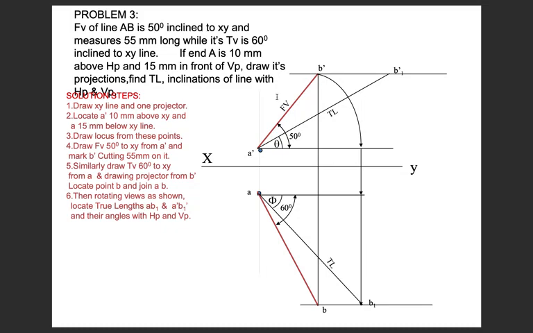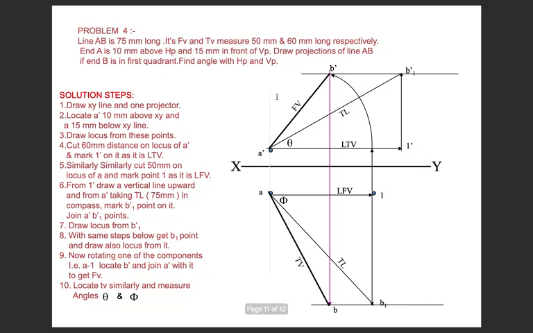Similarly, draw top view 60 degree to XY from A and drawing projector from B dash, locate point B and join AB. Then rotating the views as shown, you can locate the true lengths AB1 and A dash B1 dash and their angles with HP and VP. So I hope you are now quite accustomed to how to draw the front view and the top view and inclinations of the line with HP and VP and also find the true length of the line. So this is another problem which you can try. I have written the steps and you can also make it.